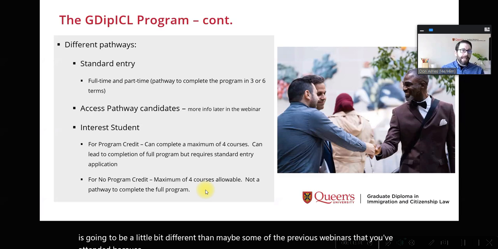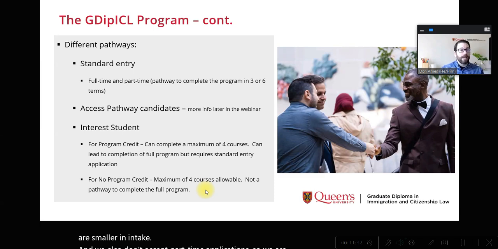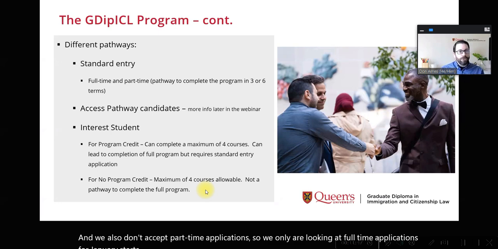Because we are looking at a January start, the winter cohorts or the January cohorts are smaller in intake, and we also don't accept part-time applications. So we only are looking at full-time applications for January starts. So while there are the two options for entry for a fall application, for winter, it's only the full-time pathway that you're looking at.